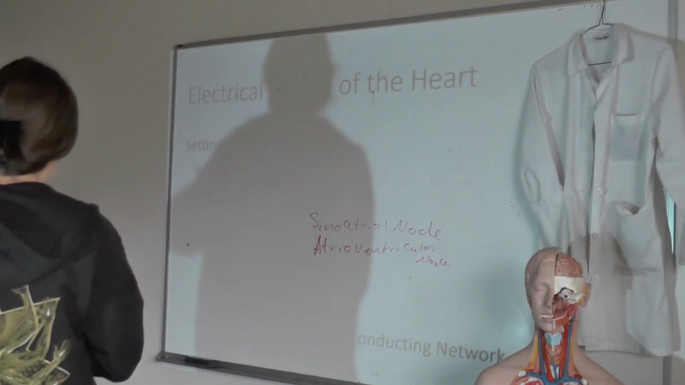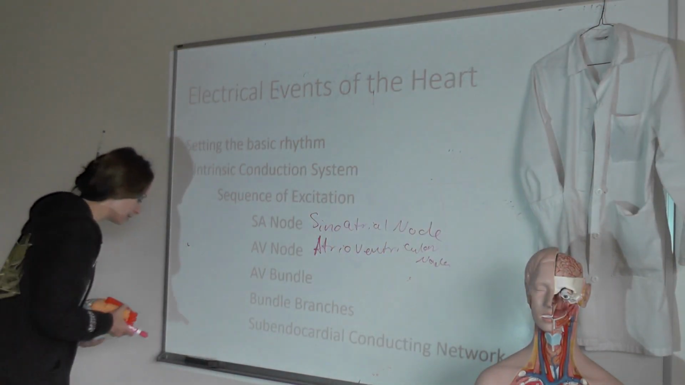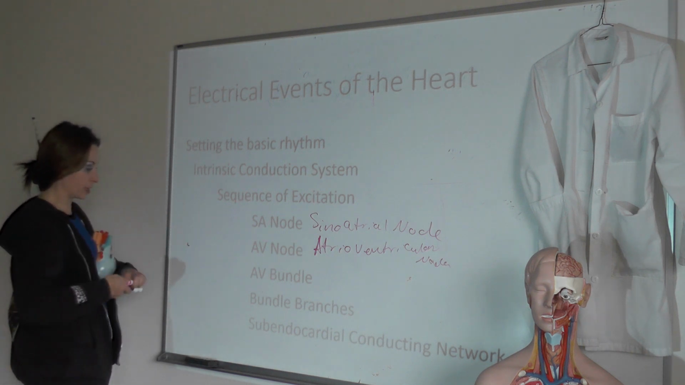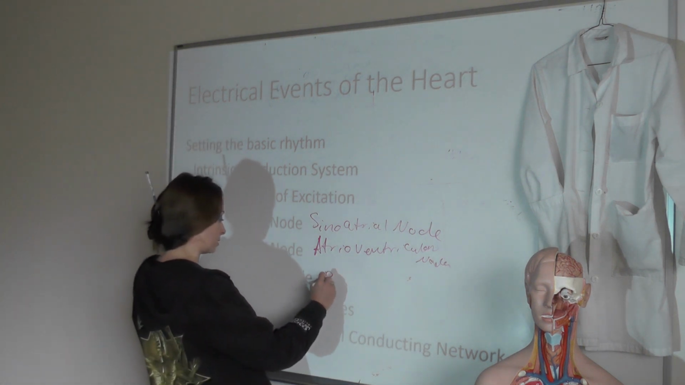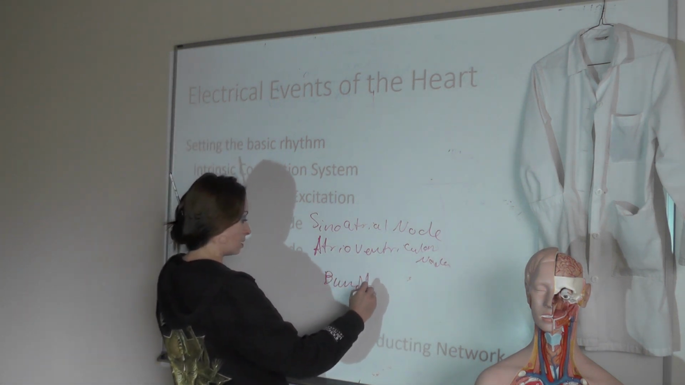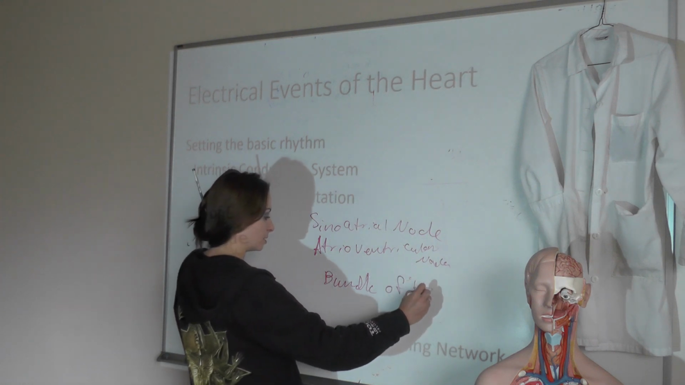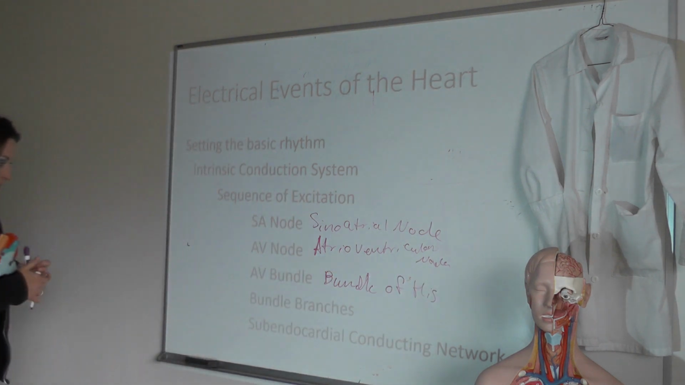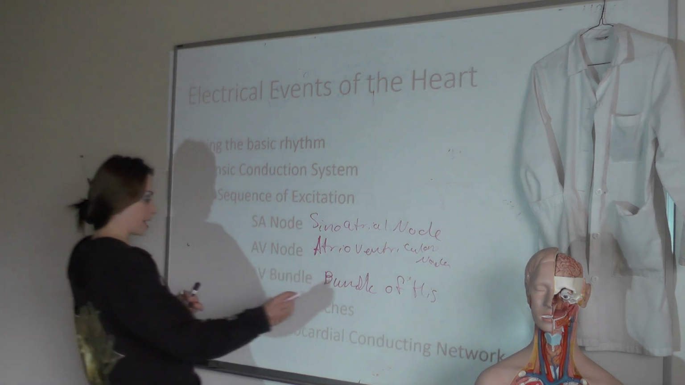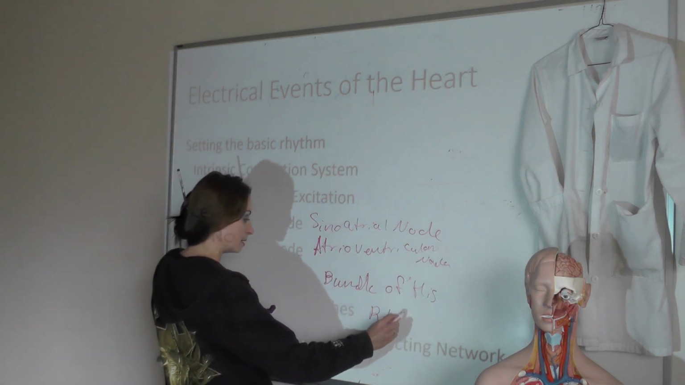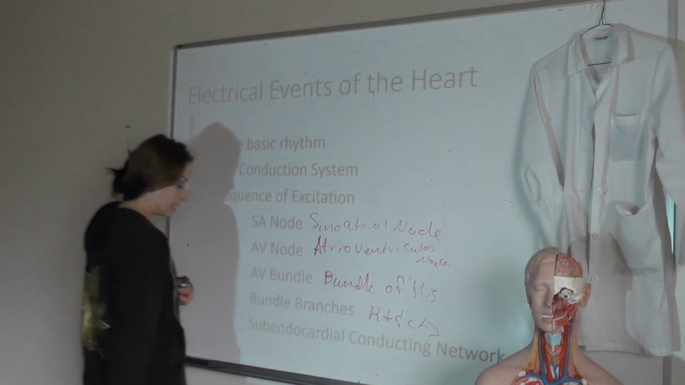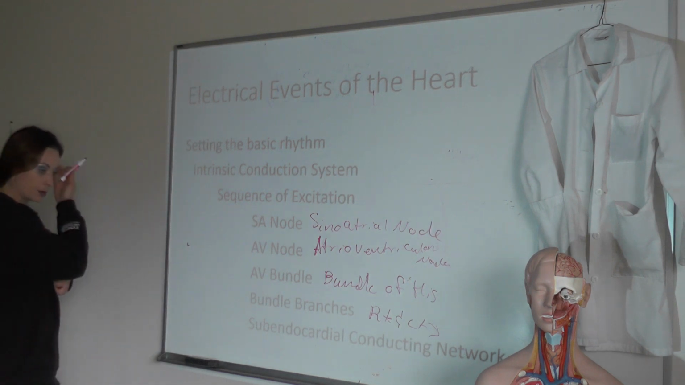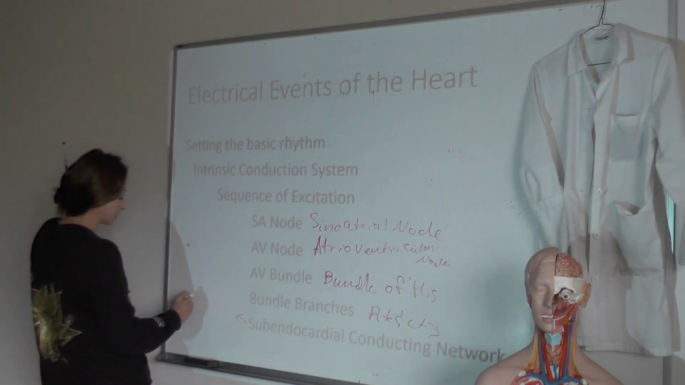So, all right. Our AV bundle is the atrioventricular bundle, also sometimes called the bundle of His, which is spelled His but with a capital H. And then it goes down our right and left bundle branches into the subendocardial conducting network, as newer books are calling it, but they're also called the Purkinje fibers.